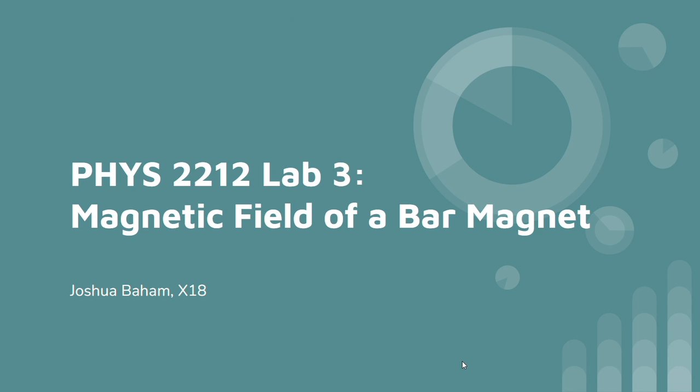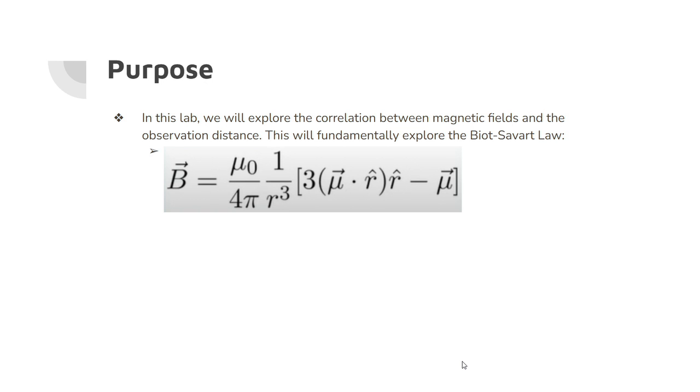Hello everyone, welcome to Physics 2212 Lab 3, Magnetic Field of a Bar Magnet. The purpose of the lab is that we're fundamentally exploring the Biot-Savart law. I might be saying that wrong, forgive me, but basically what we're trying to do is manipulate observation distances, or observation locations if you will, of our phone and a bar magnet along various axes to see how that impacts the value of the magnetic field.